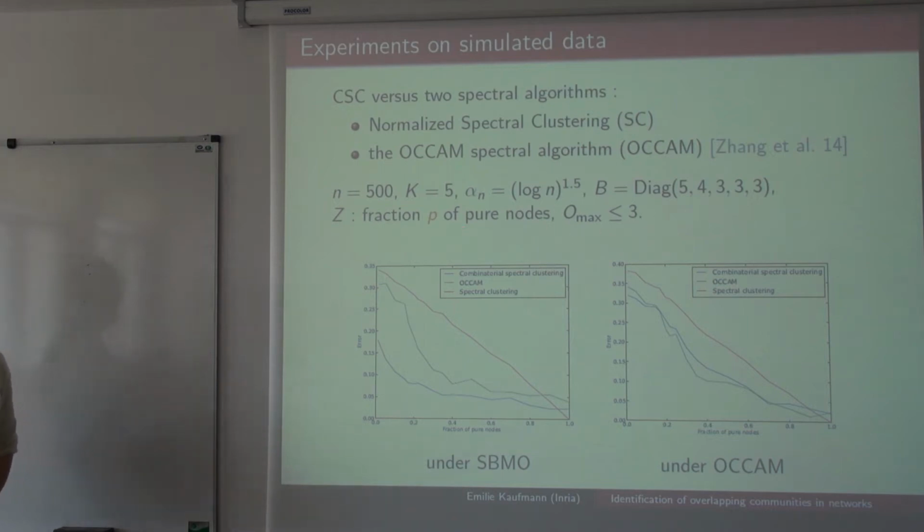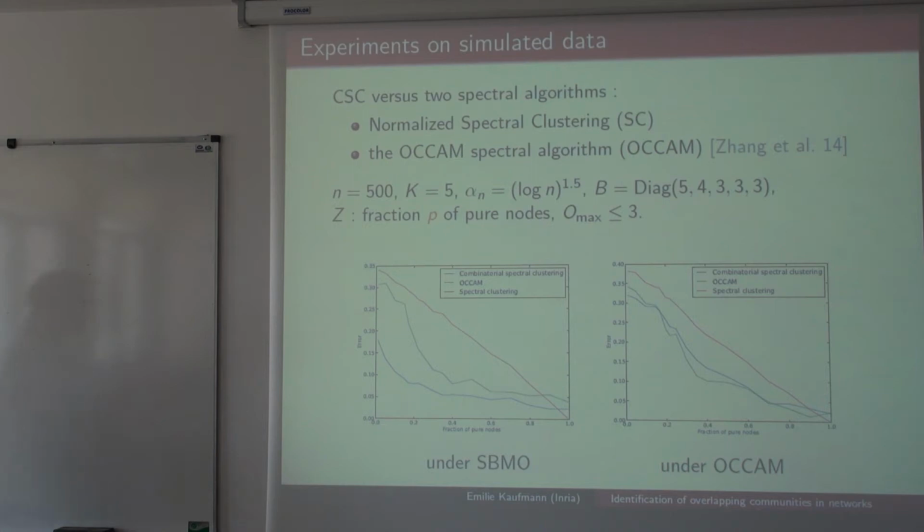So here we will consider that one node belongs to a maximum of 3 communities, and we vary the fraction of pure nodes that are present in the network. If P is equal to 1, it means that all the nodes are pure, so there is absolutely no overlap. And when P goes to 0, there is more and more overlap. So when P equals 0, all the nodes belong to strictly more than one community.